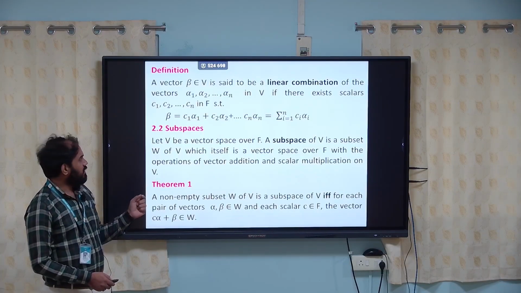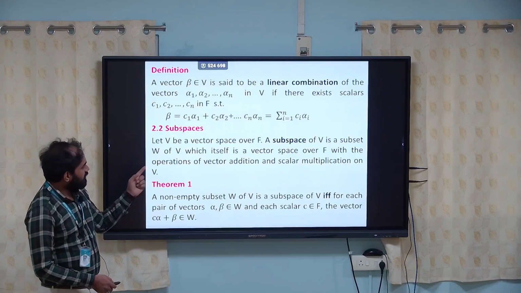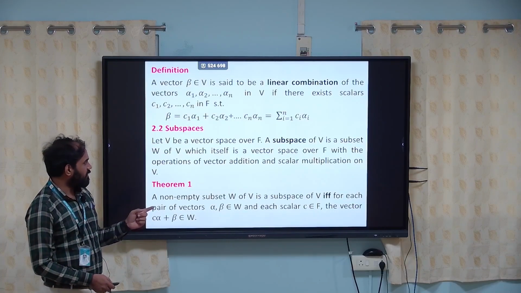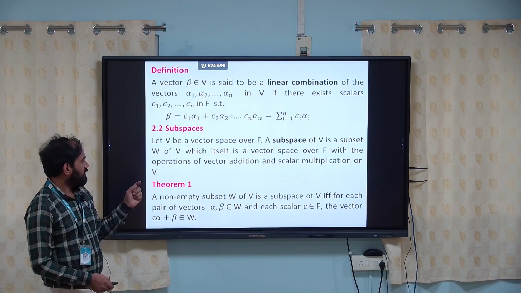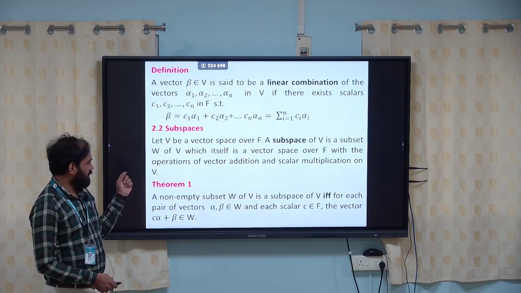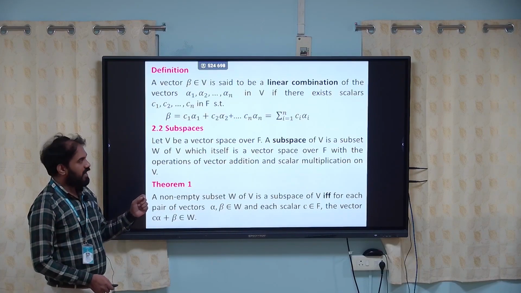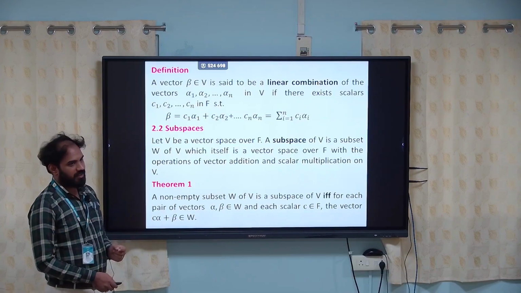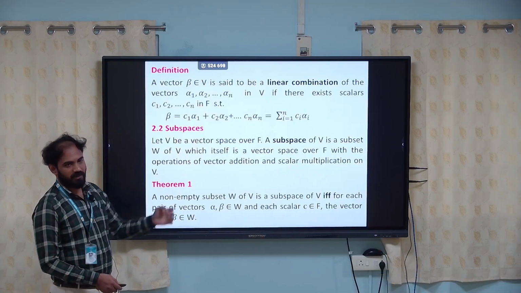Next we can see the definition of linear combination. A vector beta belonging to V is said to be a linear combination of the vectors alpha 1, alpha 2, up to alpha n in V, if there exist scalars c1, c2, up to cn in F such that beta can be written as c1 alpha 1 plus c2 alpha 2 up to cn alpha n. That means any vector beta in V can be written in this way. This can also be written using summation notation.